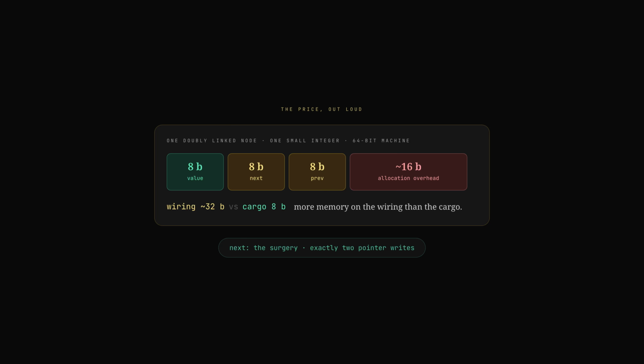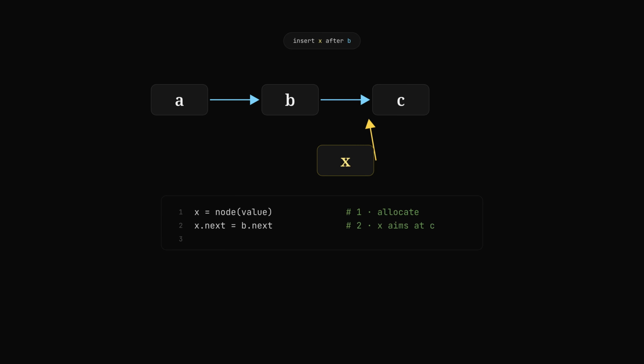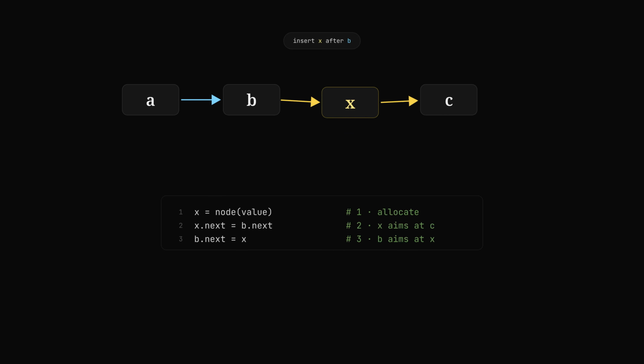Everything this structure is good at, it does with exactly 2 pointer writes. Say the chain reads A, then B, then C, and you want to insert X after B. Step 1, allocate the new node. Step 2, point X's next at whatever B was pointing at. That's C. Step 3, point B's next at X. Done. Read the chain now. A, B, X, C. 2 pointer writes plus 1 allocation.